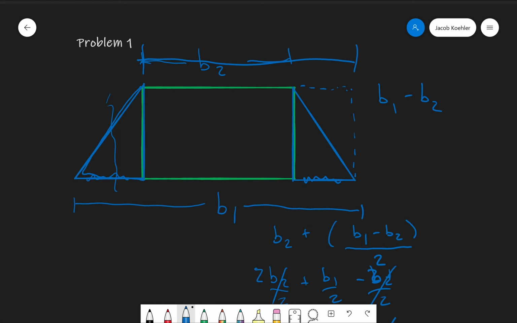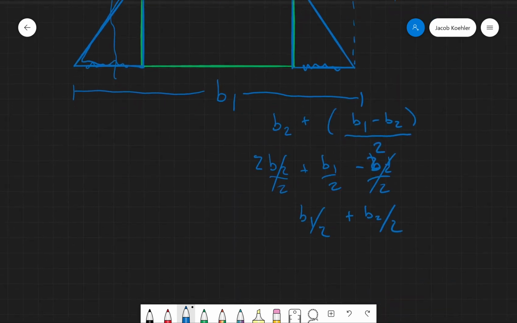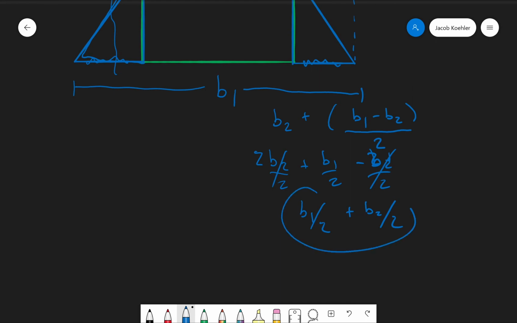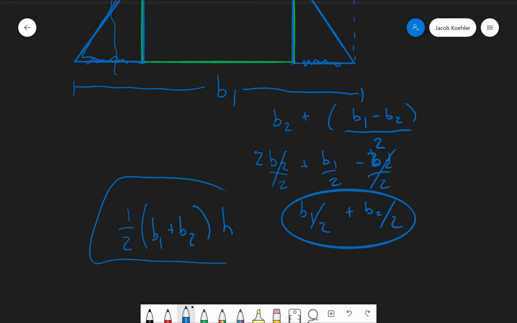And we know the height is h. So what do we have? Well, we can clean this up and call it 1/2 base 1 plus base 2 times the height. And voila, there's our area of a trapezoid. That's problem 1.